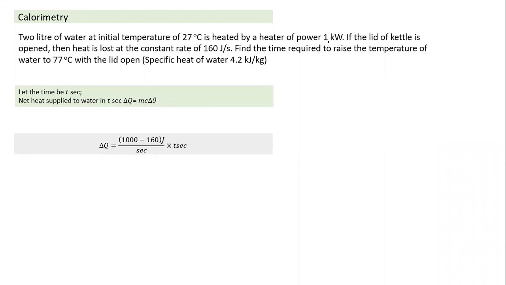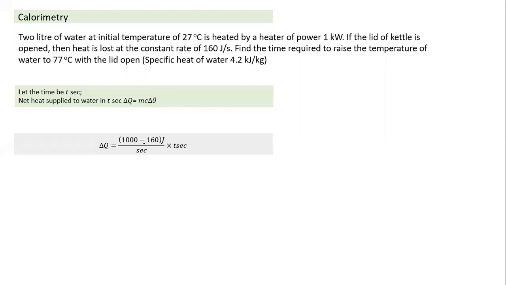dq here is 1000 joules minus 160 joules per second. That's the net rate at which heat is being supplied. Multiply by t seconds, and that becomes my dq. Once I have my dq value, I equate it to mc delta theta. Mass is also given, 2 liters.